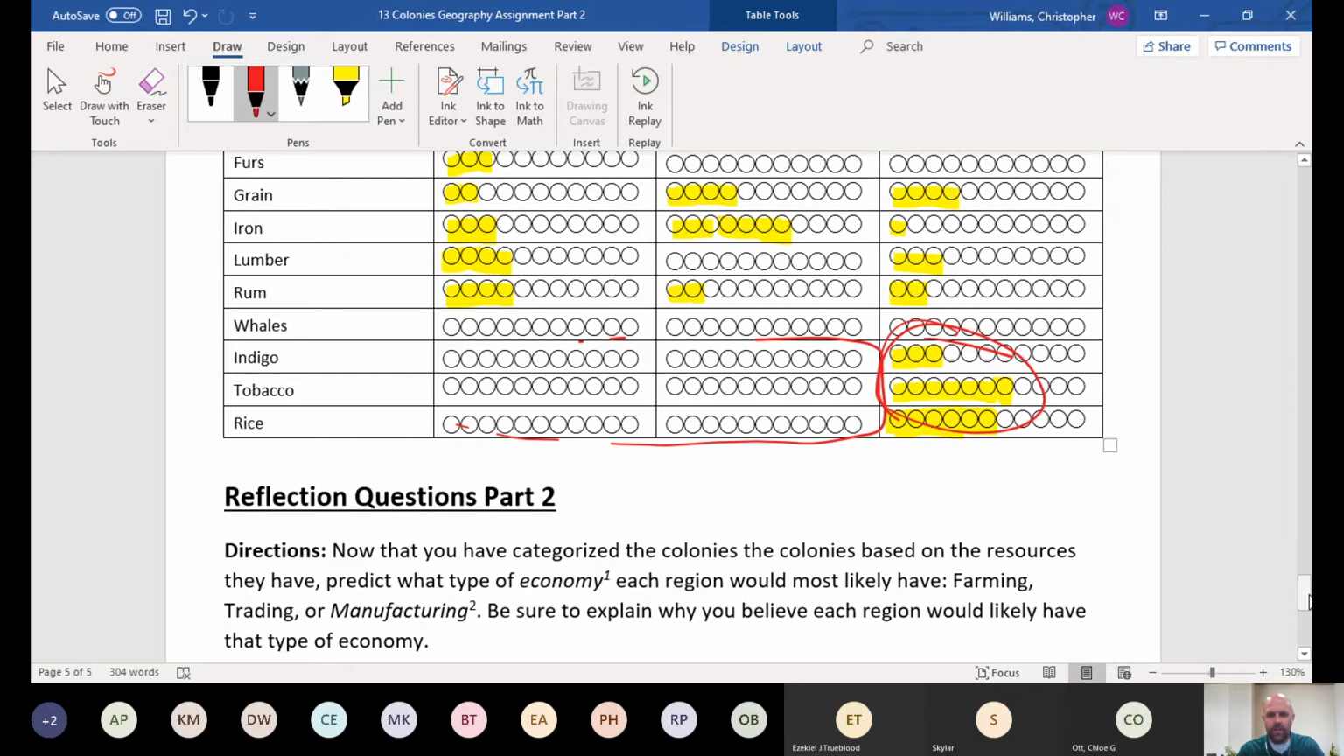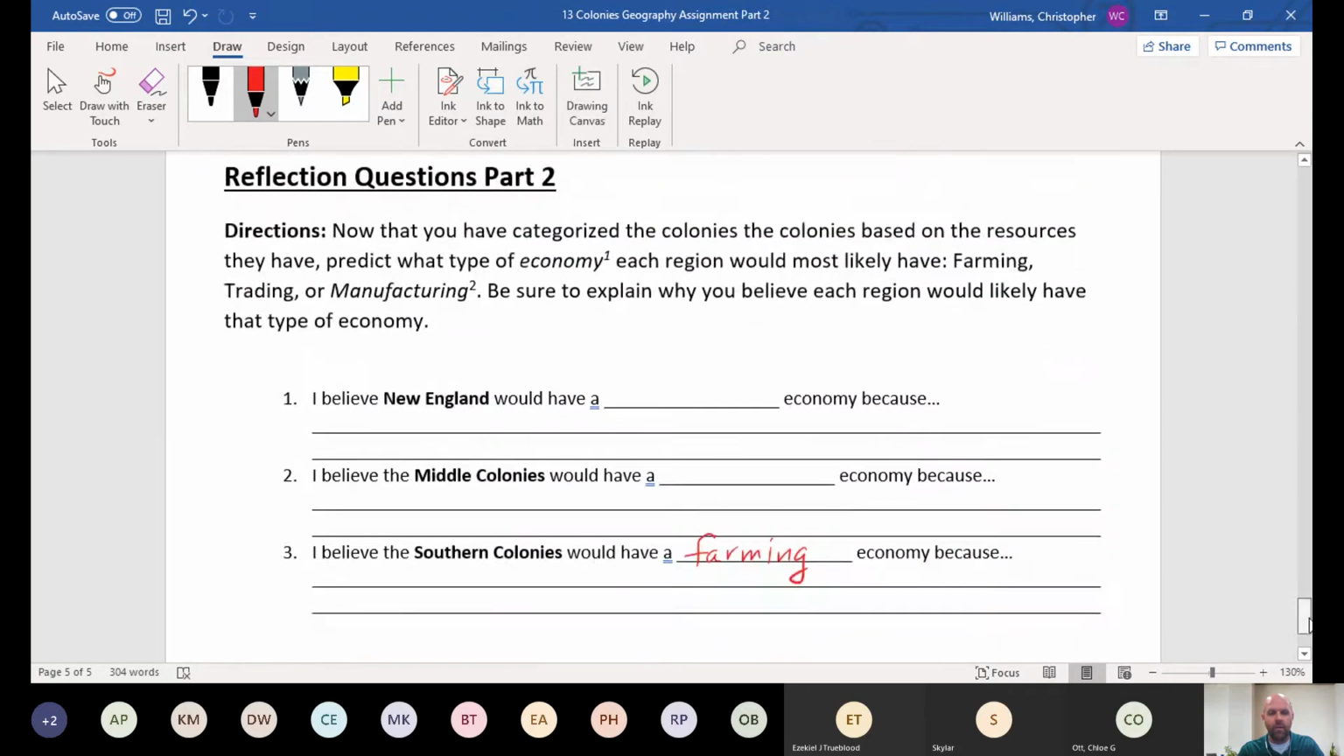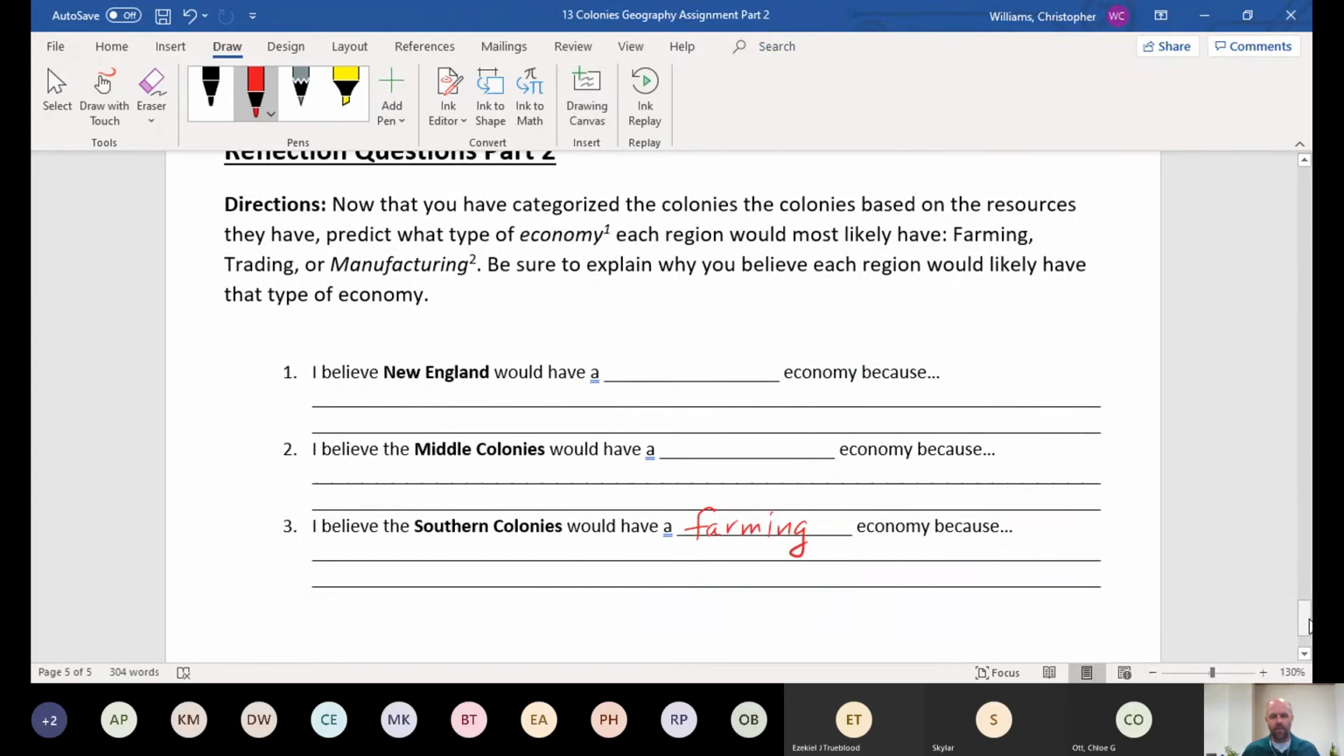Because if you look at the rest of the list, the only one on this list that has any indication of farming is grain. That's it. The rest of those are not going to be something that you're going to grow necessarily. Now, I know trees, but that's different. But these three, indigo, tobacco, and rice, are all crops. They're cash crops. And a cash crop means I'm growing the crop to turn around and sell it to make a profit. So we know farming's done. So we're going to cross that one out.